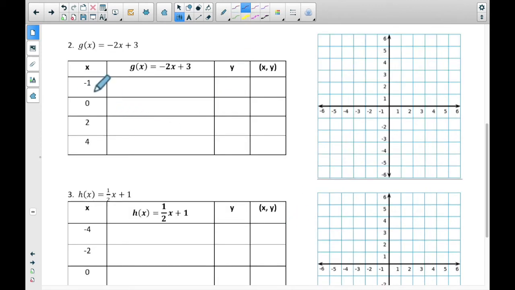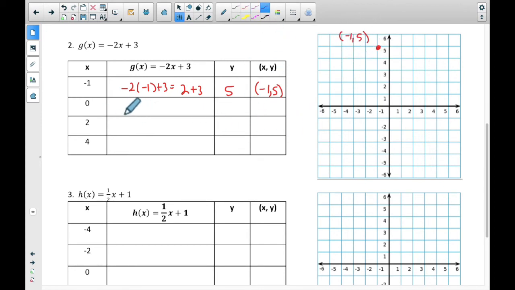Once again, this time I've taken different numbers. But here's the deal. I usually want to have at least one negative in there. 0 is a good one to always put in there. And then a couple positives. And this time we just counted by 2s. That's okay. So I'm going to plug in a -1. And that's going to give me negative times negative is positive. And so that's 2 plus 3, and that's 5. So my first point is -1, 5. So I'm going to go -1 on the x, up 5 on the y, and there's my point, -1, 5.